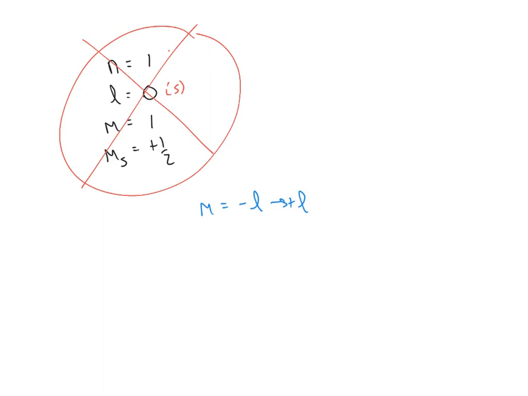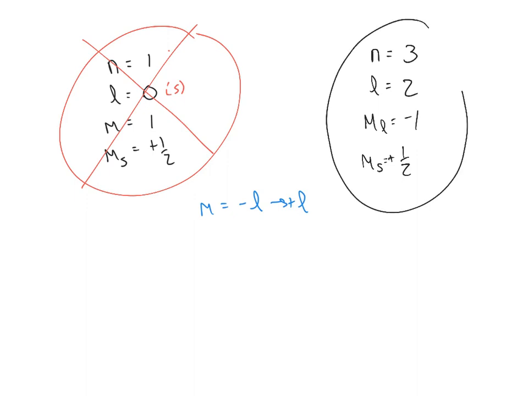Let's look at another example. Maybe we have n equal to 3, L equals 2, M equals negative 1, M sub S is equal to positive 1/2. This is an allowable set of quantum numbers. None of the numbers here go against any of the allowable numbers that we've looked at. We'll look at one more.